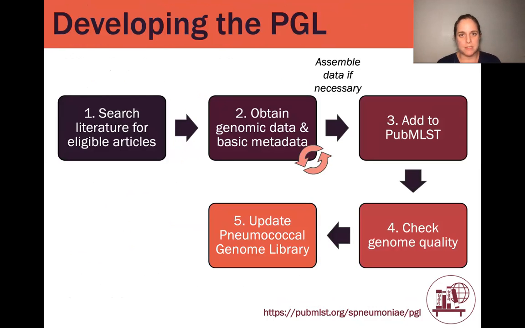When we started thinking about how best to develop the library, we decided on a systematic approach. The first step is a literature search. Then we obtain genomic data and basic metadata. Just to say that this step has actually highlighted some obstacles for us, and I'll be coming back to that in a later slide. It's often an iterative process and deceptively simple in the outline. Once we've got the data, we then create genome assemblies if necessary, and then we upload both the genomes and metadata to PubMLST. After that, we do a genome quality check and then update the pneumococcal genome library.